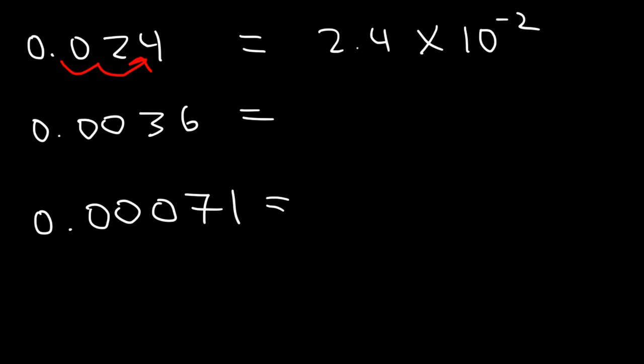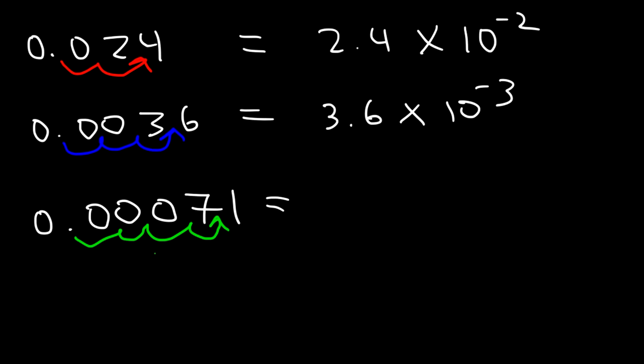Try those. So for this, we got to move it 1, 2, 3, 4. So this is actually not 4 units, only 3. I take that back. So 1, 2, 3. We need it between the 3 and the 6. So this is 3.6 times 10 to the minus 3. And for this one, 1, 2, 3, 4 units to the right. So it's 7.1 times 10 to the negative 4.